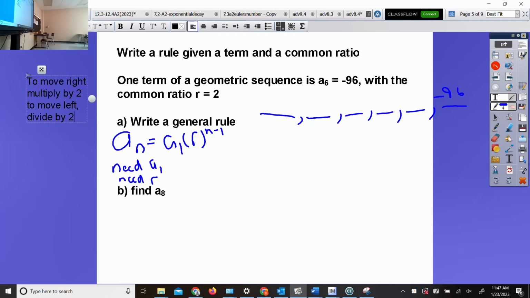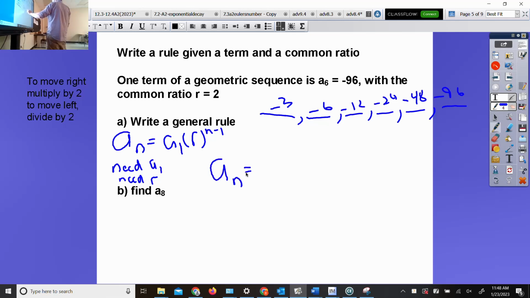So anyways, let's move left for a little bit. What precedes that negative 96? Negative 48. Addition and division. Hopefully you're doing it in your head. What precedes a negative 48? Negative 12, negative 6, negative 3. Now you have everything you need for your rule, don't you? You do. What is the rule for this sequence?